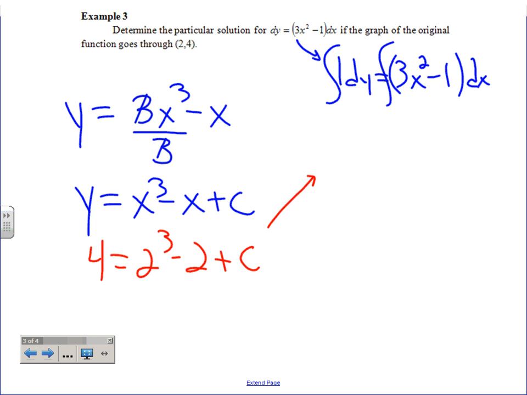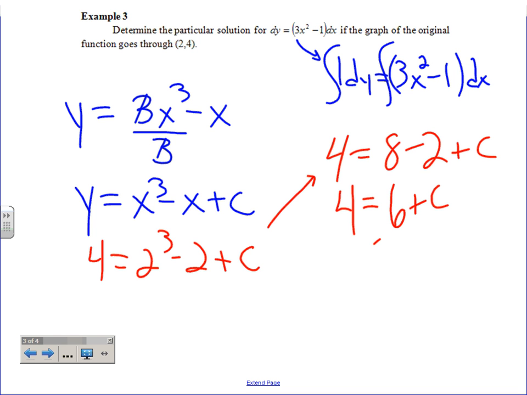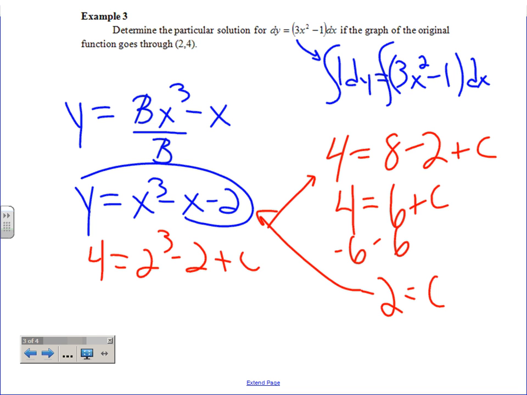So I'll work it up here. 4 equals 8 minus 2 plus a constant. 4 equals 6 plus a constant. Subtract 6. C is -2. So is C equaling -2 your answer? That could be an answer to a problem, but not this one. What you have to do is replace it. So erase that. Put -2. That's the answer I want, because it has that for a derivative, and it goes through that point. It does both, not just one.